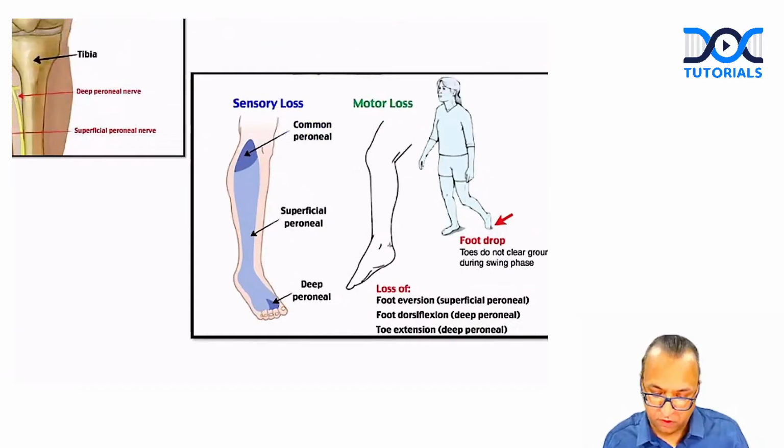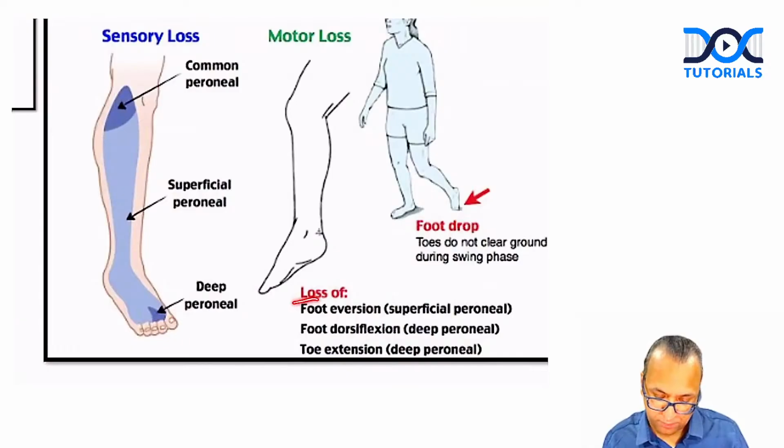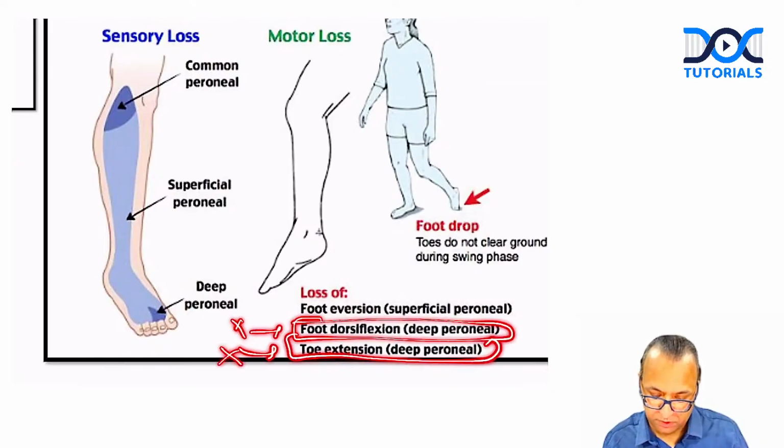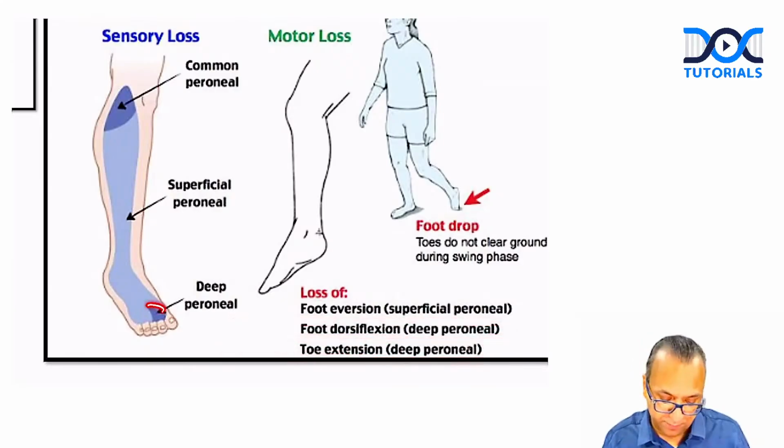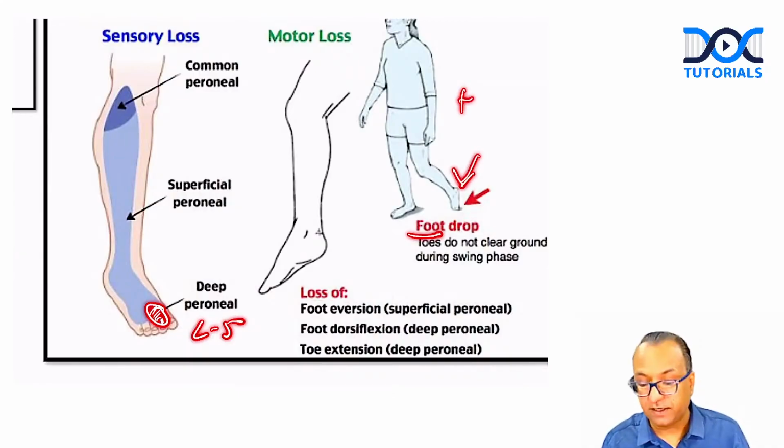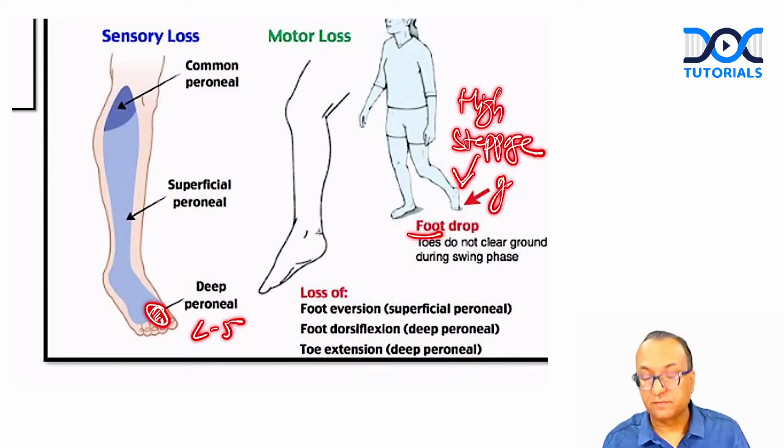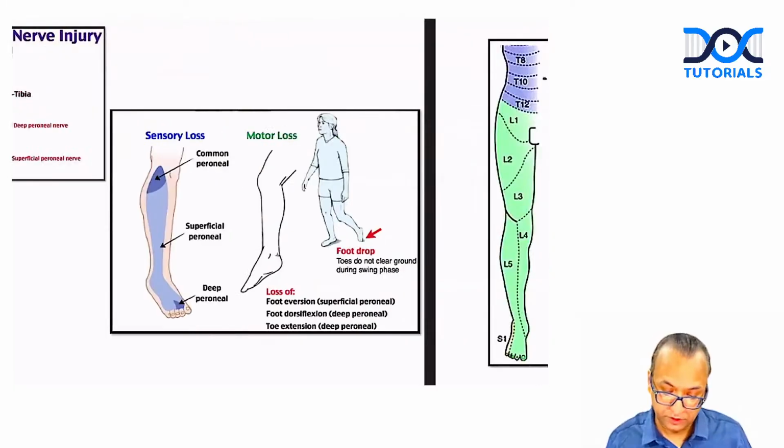Patient will not only have a foot drop, there is a loss of foot eversion because the superficial peroneal nerve is not working. Of course, foot dorsiflexion and toe dorsiflexion are gone because they are done by the deep peroneal nerve. Deep peroneal nerve supplies the dorsum of the first interdigital space, L5 dermatome, foot drop, and there will be a high steppage gait. High steppage gait. All of these are MCQs.